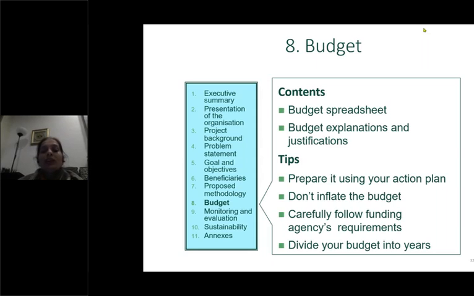So you have to see what the requirement of the funding agency is before you make the budget, and divide your budget into years. Yes, that is always asked by the funding agency. Mostly the equipment budget is given in the first year, because it takes time to procure the equipment, so that by the end of the project you are able to procure it and use it. Next.